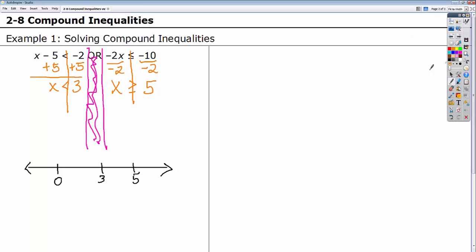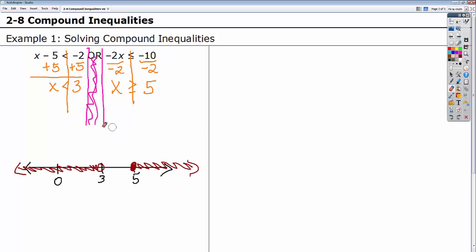Alright, so we're going to have a closed circle on 5 because it's equal to, and an open circle on 3. We're going to be less than 3, so that goes this direction, and greater than 5, that goes this direction.